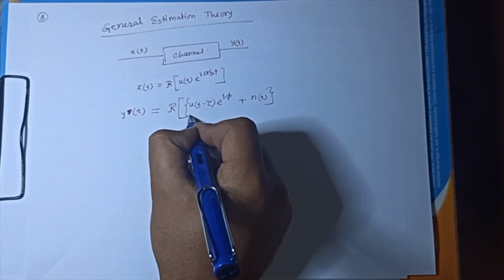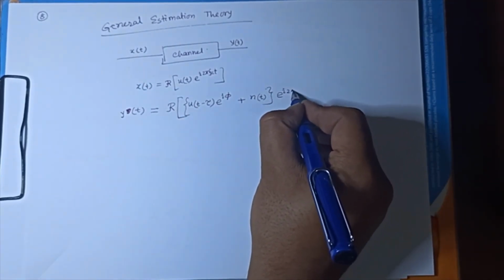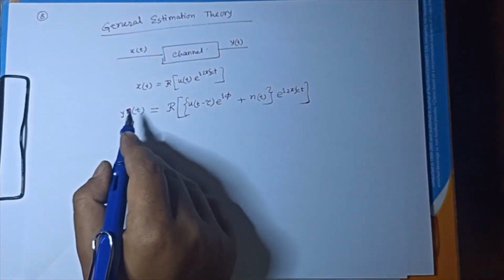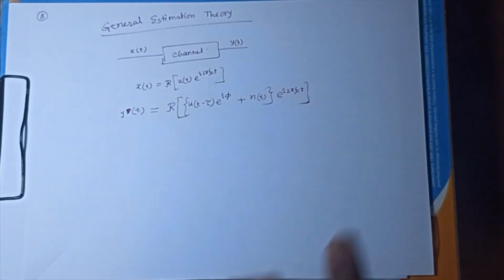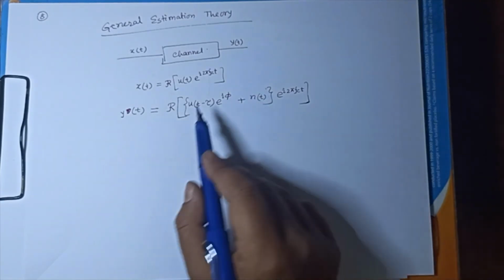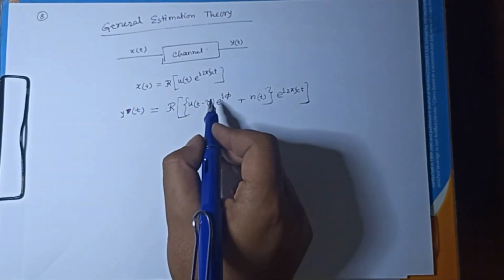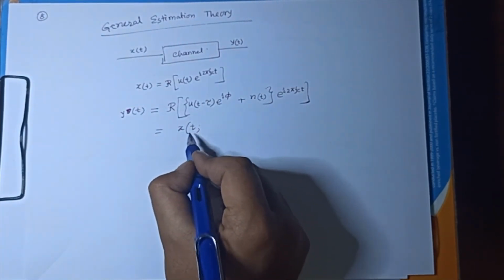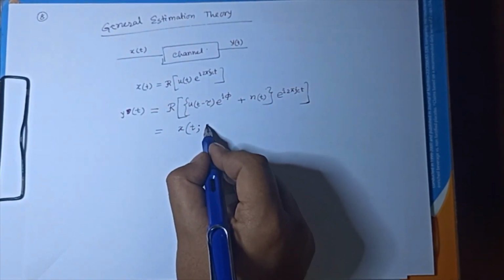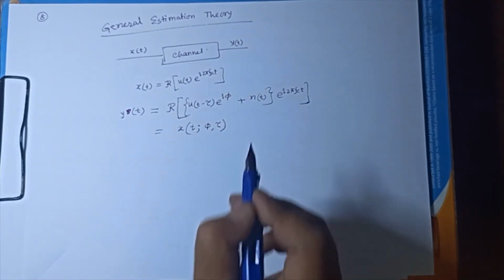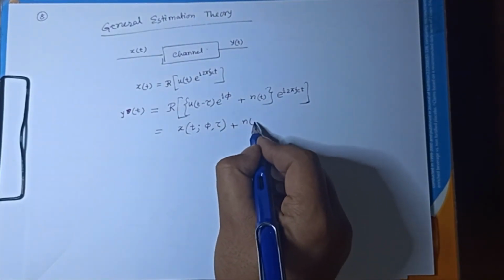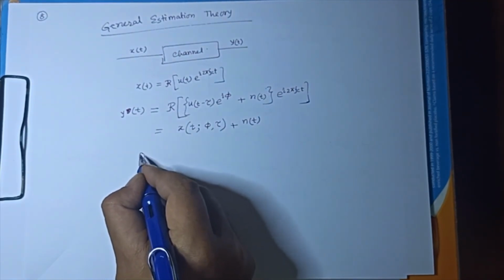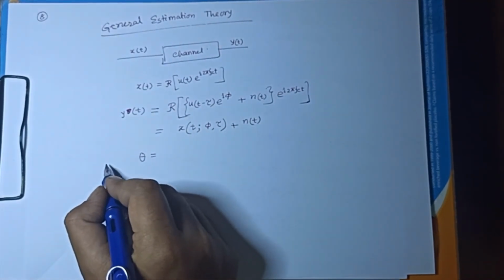This into e to the power i 2 pi f c t. This is what is received eventually, and your demodulation will take out this e to the power i 2 pi f c t form. The remaining thing will be there. So this I can write as some x of t, and you have two parameters, phi and tau, the delay and phase, and the noise. I can write this parameter space to be some theta. So this is the parameter, suppose.